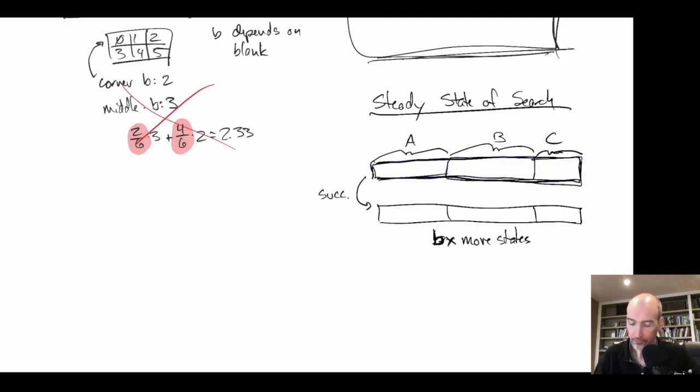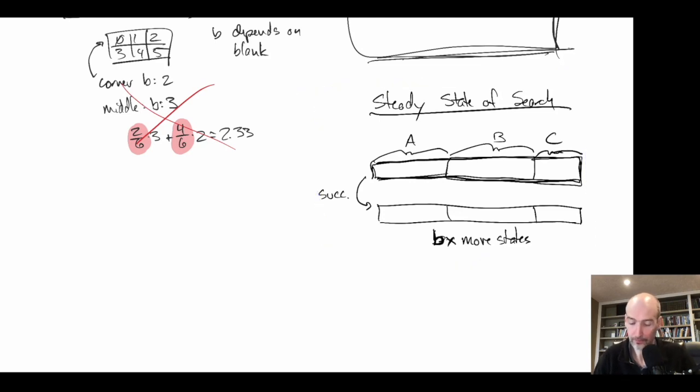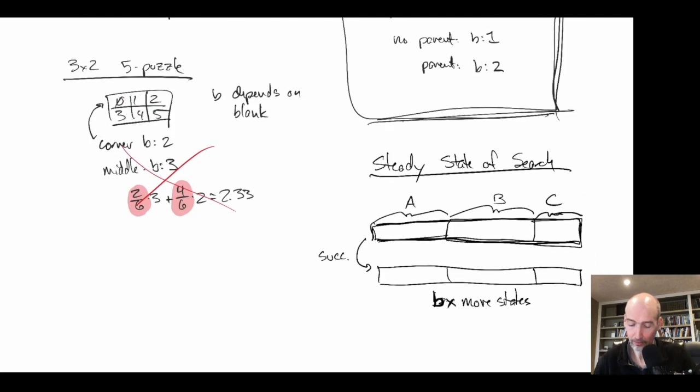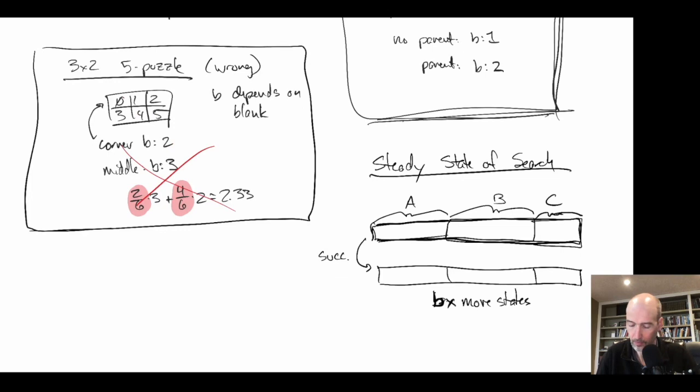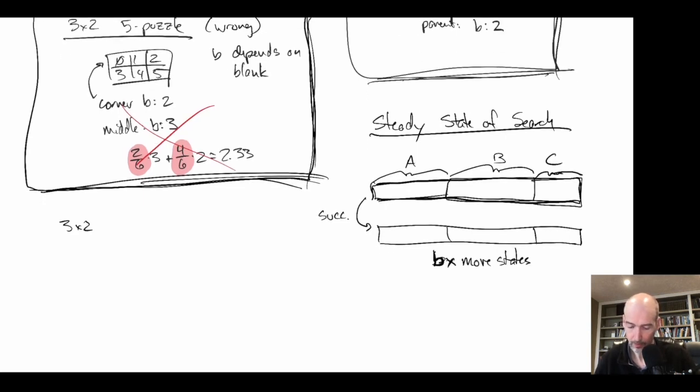Okay, so this is the big idea that we need to understand in order to understand the analysis that we're going to do here. So this is the wrong analysis, and we'll set that aside. Okay, that's done. I like my shadows here. Okay, so now we're going to do the 3x2 5 puzzle, and we'll do it in the correct way.